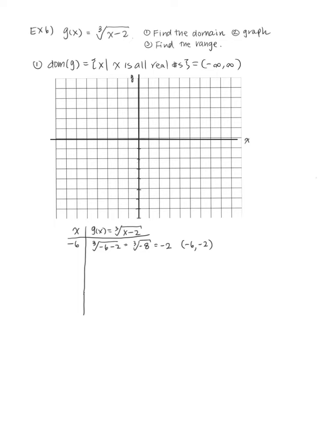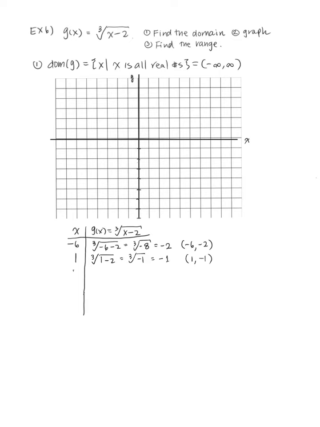All right, next point. If I plugged in negative 5, you're going to have the cube root of negative 7. Ugly. All right, so what can I do here? How about we jump and plug in x equals 1. So when x equals 1, we're going to have the cube root of 1 minus 2, which is the cube root of negative 1, which gives us negative 1. So we need to plot 1 comma negative 1.